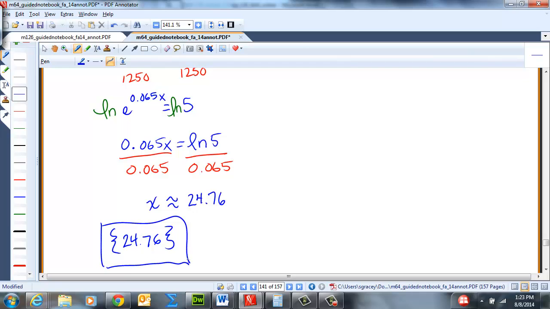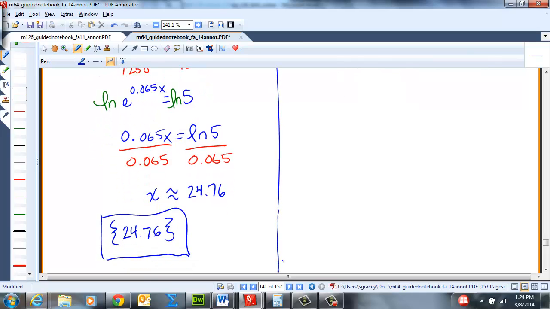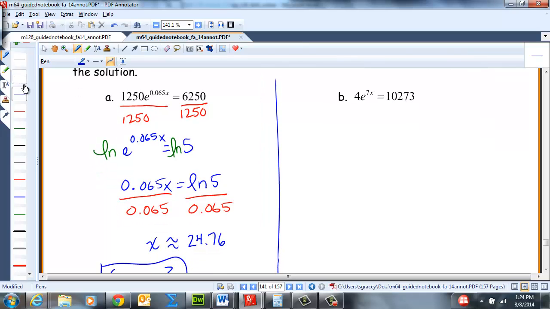How'd you do? Great. Now with this next one, what do we do first? Good. Divide both sides by 4, and we'll have e raised to the 7x is equal to 1,273 divided by 4. And then we will natural log both sides, so we will get 7x on the left side.